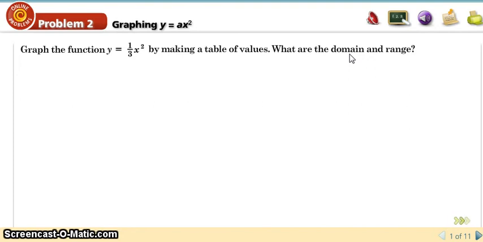Domain is your x. What are the x values that I can use for my equation? And range are your y's. What y values will I have paired with my x's?